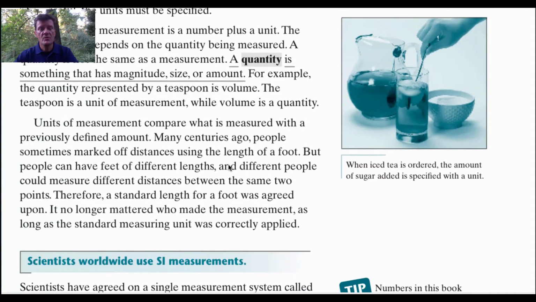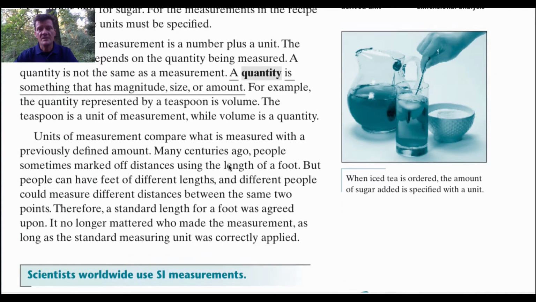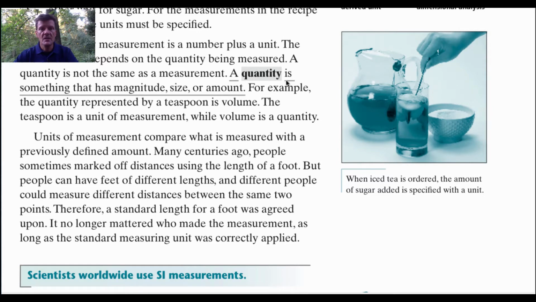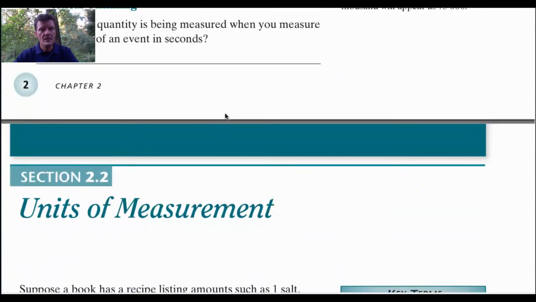Now, I'm not going to spend a lot of time on this, but we're going to be measuring different quantities in chemistry. It's real simple here. Quantity is something that has magnitude, size, or amount. It's something you can measure, and numerically you can probably put a number on it.